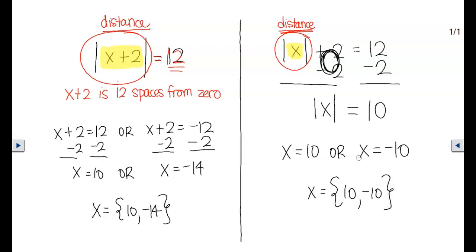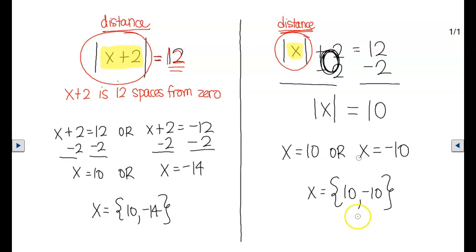So as long as your absolute value is alone, like it was here, you're good to go. You can go ahead and make your two cases and solve. But when you've got stuff hanging around outside the absolute value bar, that adds a level of difficulty to the problem. You are going to have to isolate your absolute value before you consider the two cases and solve.